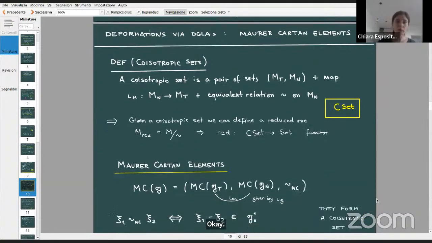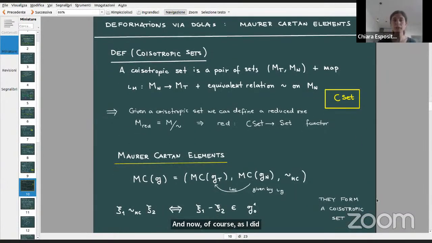And now, of course, as I showed before, I need to understand what a Maurer-Cartan element is for this new, more complicated DGLA structure. So before doing this, I have to introduce another algebraic notion, which is the notion of coisotropic sets, because you will see that Maurer-Cartan elements really form a coisotropic set.